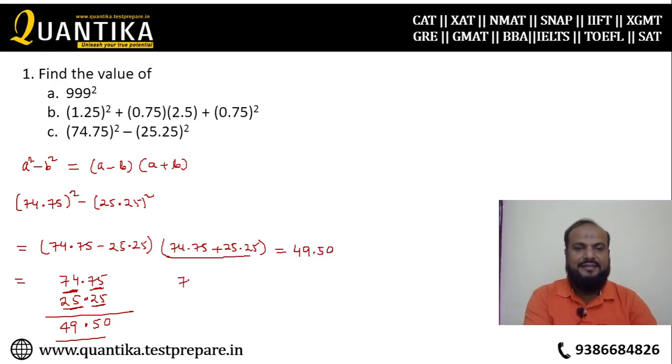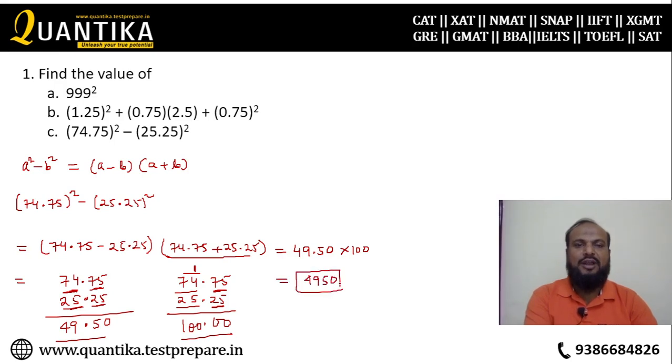Now what is a plus b? Let's see. 74.75 plus 25.25. So this becomes 75 and 25 is 100. So double zero, one carry over. 74 and 1 becomes 75 and 25 again it becomes 100. So 100.00. So 4950 is your answer. You could have directly also calculated by using a calculator, right?